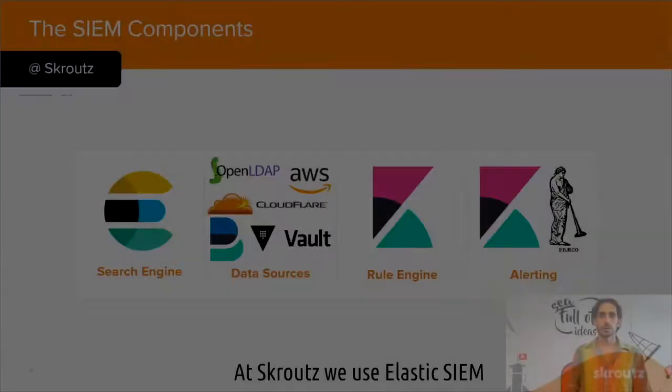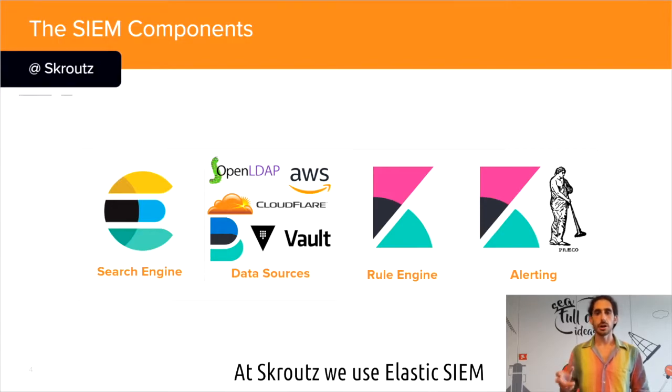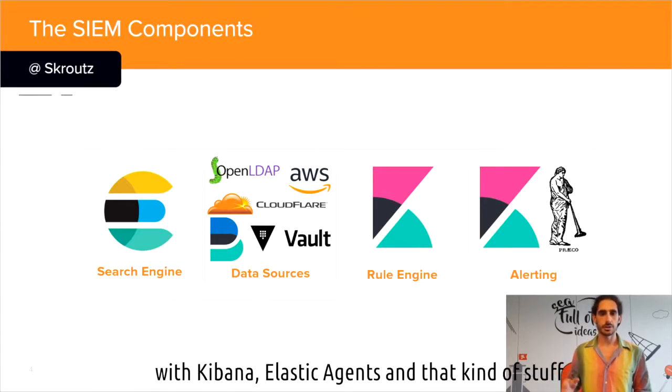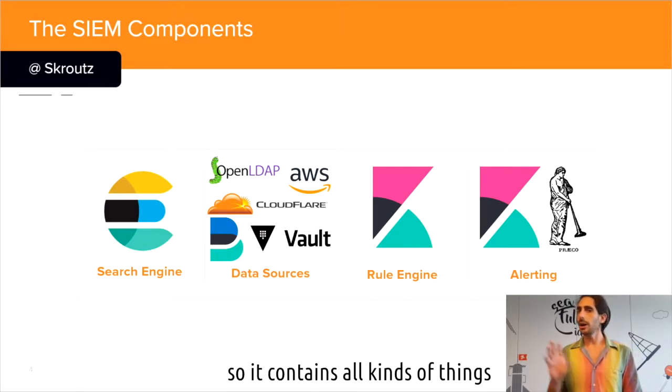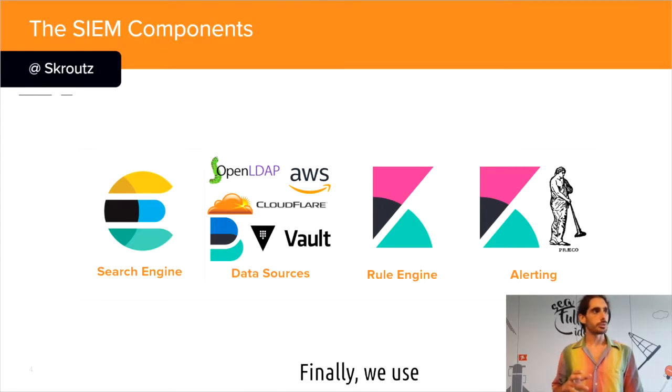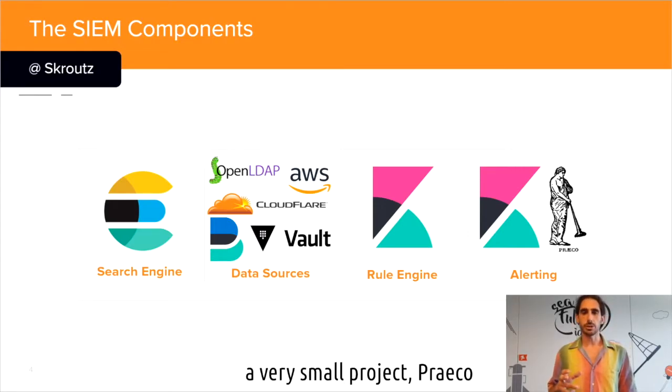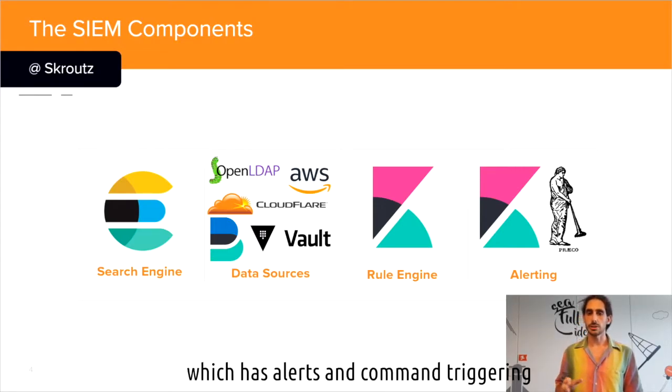At Skroutz, we use Elastic SIEM with Kibana, Elastic agents, and that kind of stuff. Our data sources vary from AWS to OpenLDAP, so it contains all kinds of things. Finally, we use a very small project, Praeco, which has alerts and command triggering.